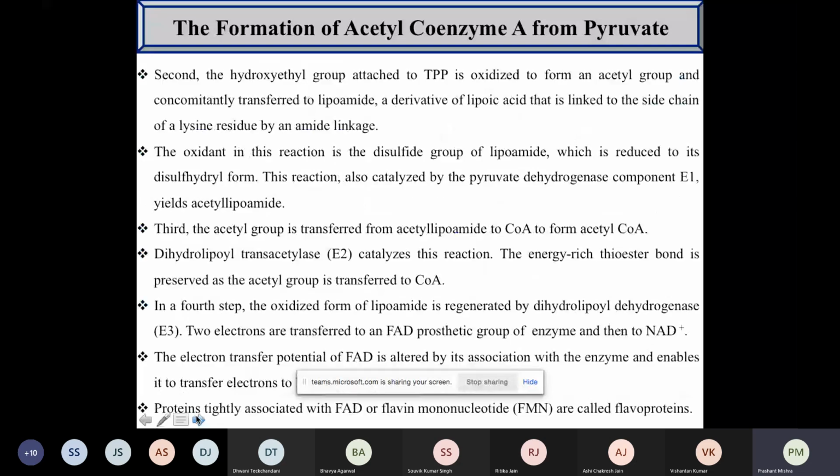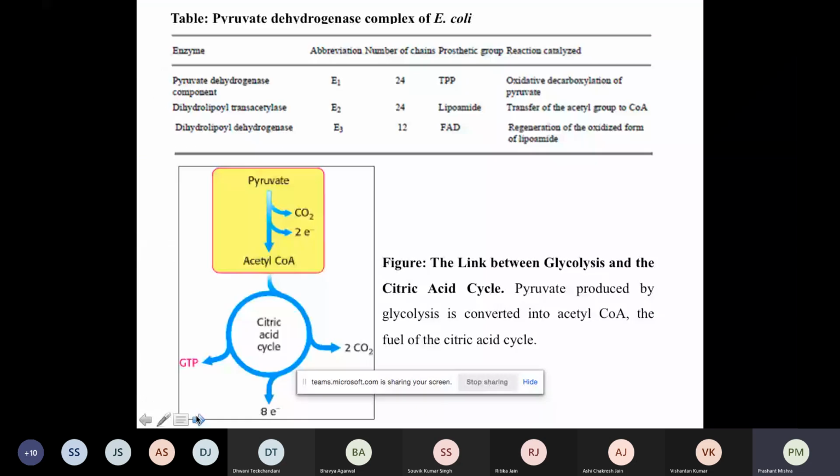So I will try not to go into detail of the complex reaction, but let us see what the three enzymes involved are. It is given for E. coli. You have E1. E1 is the pyruvate dehydrogenase component. So the same enzyme, which is known as the pyruvate dehydrogenase complex, will have three integrated enzymes. Enzyme 1 is pyruvate dehydrogenase, enzyme 2 is dihydrolipoyl transacetylase, and enzyme 3 is dihydrolipoyl dehydrogenase. So there are three enzymes which are responsible for conversion of pyruvate to acetyl CoA.